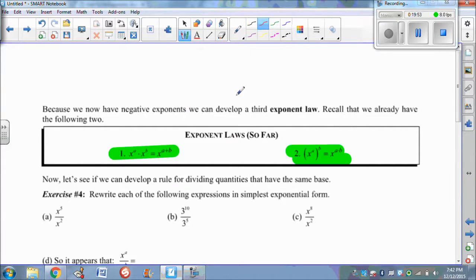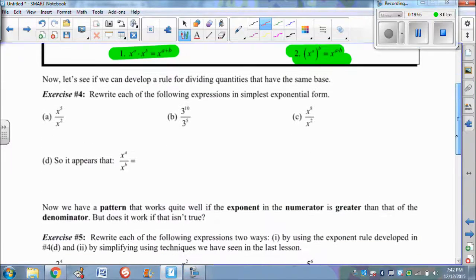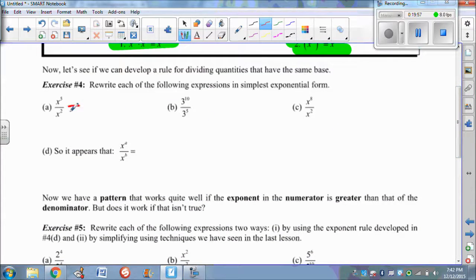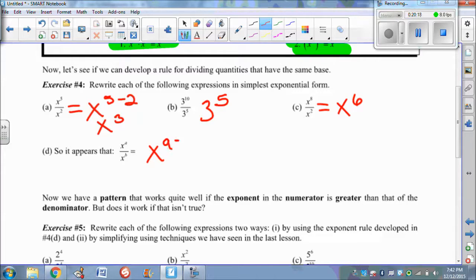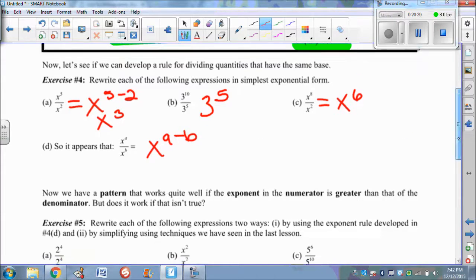Okay? So let's sort of buzz through some of these quick examples. So this one is that, which is x to the third. This one is not an x, okay, but our base is 3, so it's 3 to the 5th. And this one's going to be x to the 6th. So then what's going to happen with this one? It's going to be x to the a minus b. Okay.